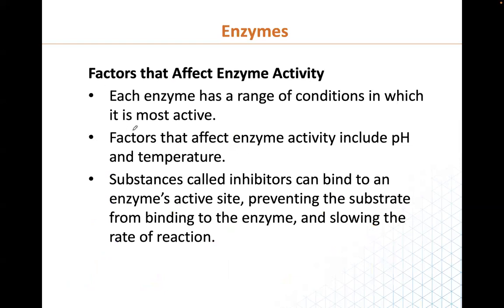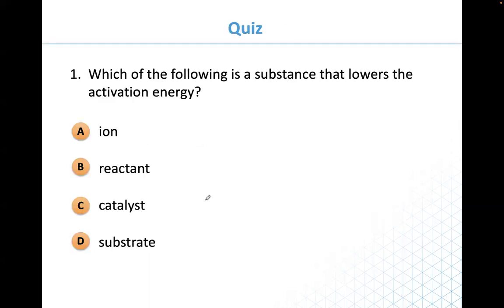There are some basic factors that can affect enzyme activity. Each enzyme has a range of conditions in which it is most active. Factors that affect enzyme activity include pH and temperature. We also have substances we call inhibitors. These inhibitors can bind to an enzyme's active site, preventing the substrate from binding to the enzyme. By doing this, they slow down the rate of chemical reaction.